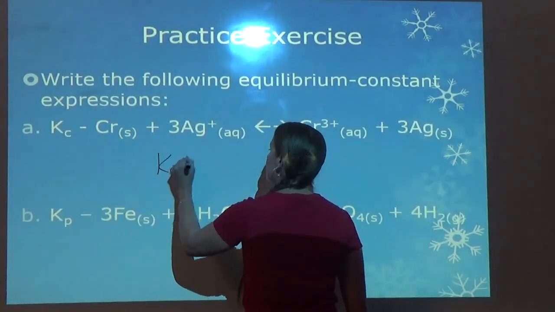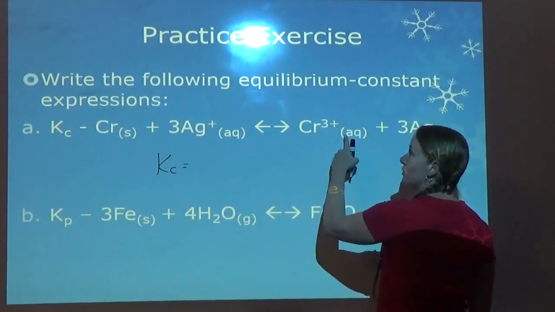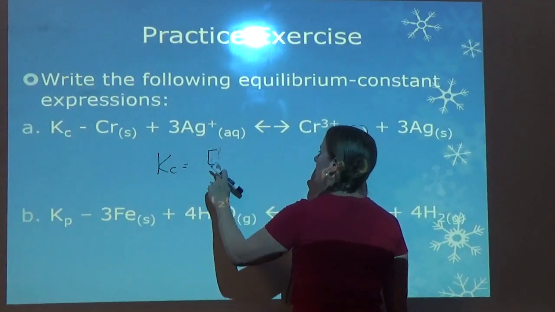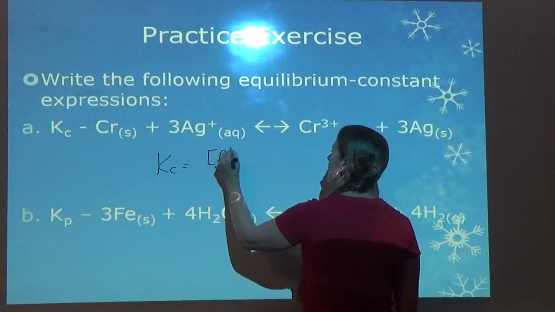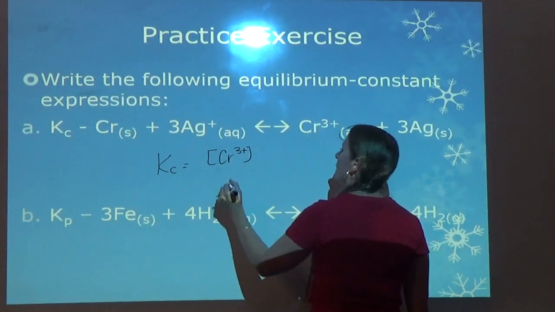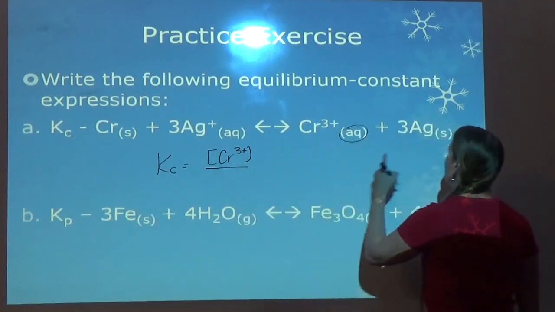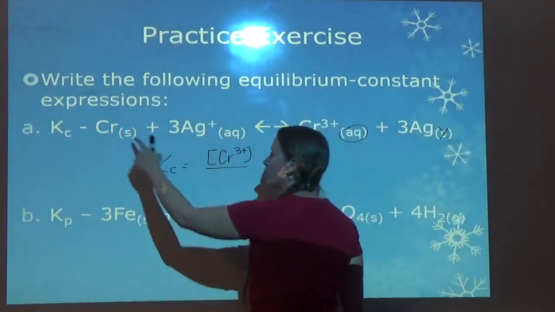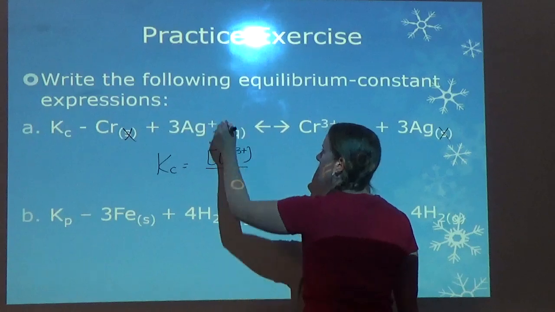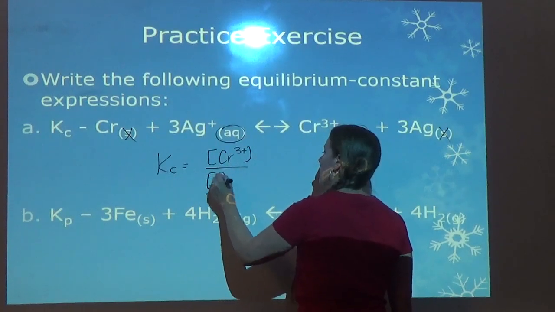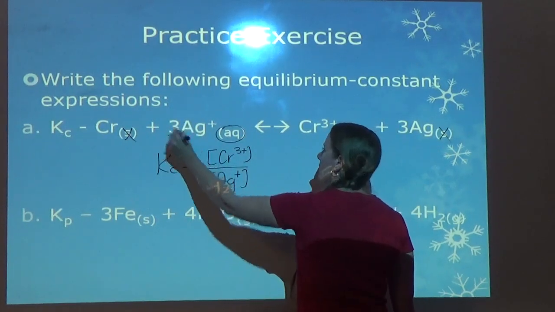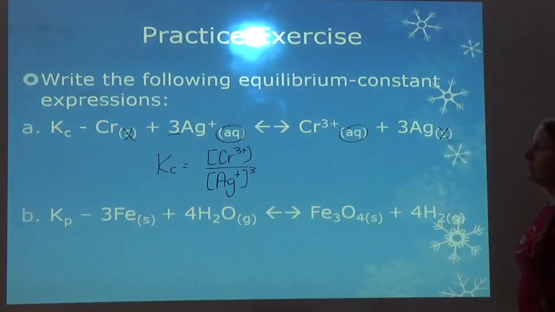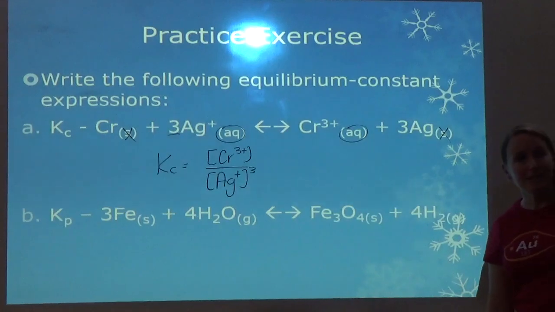All right, so Kc is products over reactants. I do want this aqueous. I was going to write silver for some reason, but it's chromium. So I put my Cr with a positive 3. This is a solid, so I'm not interested in it. Over reactants, this is a solid, so I'm not interested in it. Then I put my silver ion on bottom, but of course I'm going to raise that to 3. Hopefully you got that one right. Remember, just leave out any solids and liquids.